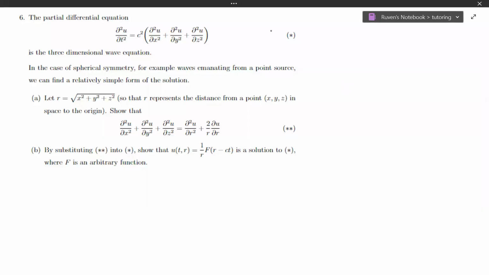Hey everybody, so now what I will be doing is I will be taking up question 6. So let's start. At first I will just read the question. The partial differential equation that, I'm not going to read it, sorry, is a three-dimensional wave equation.